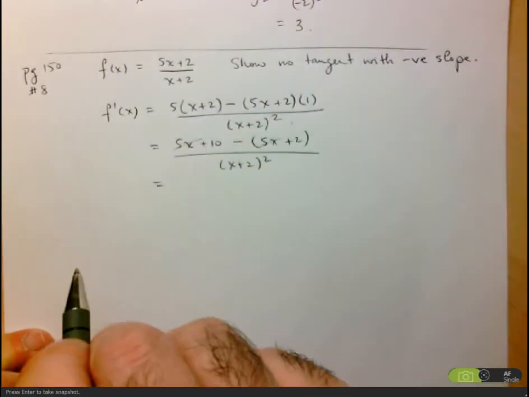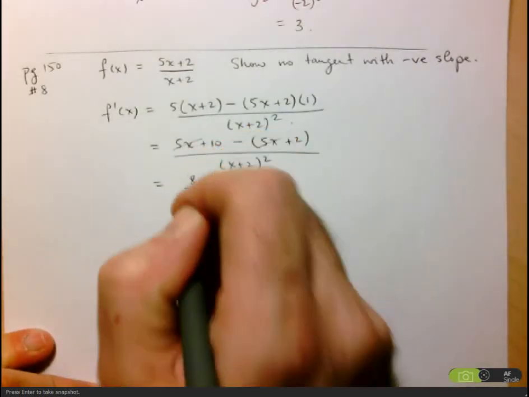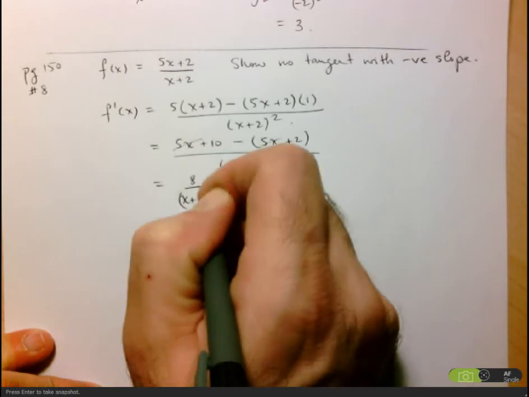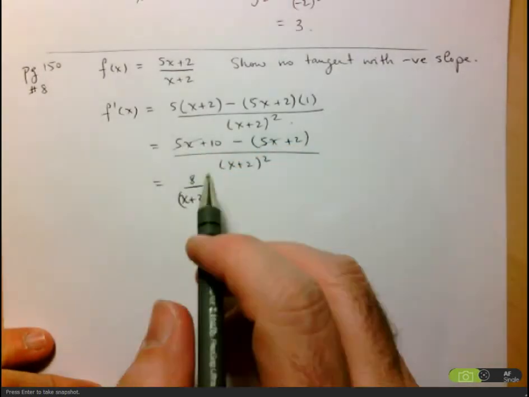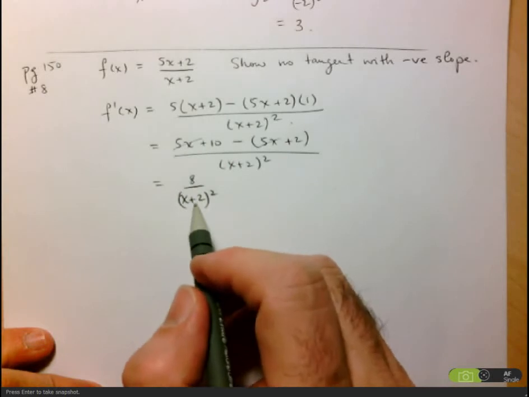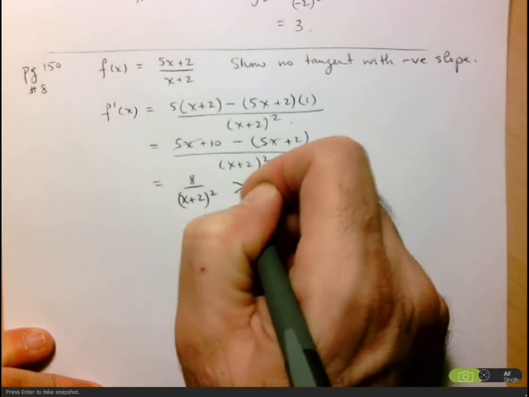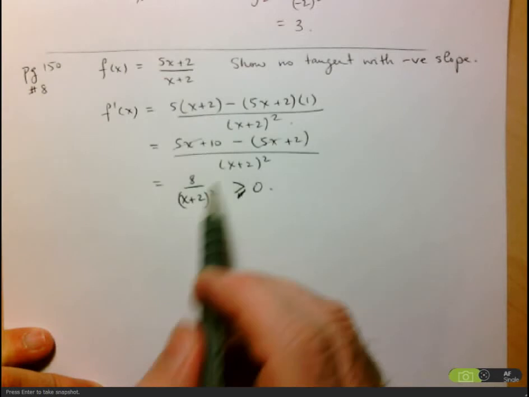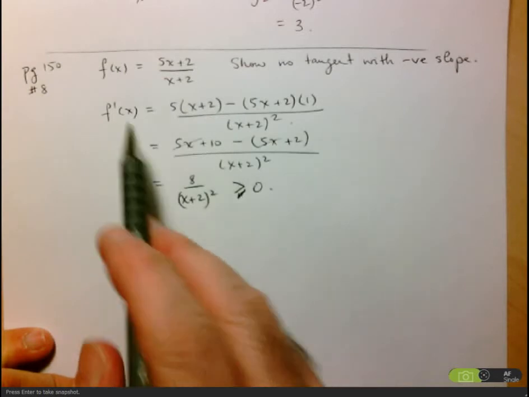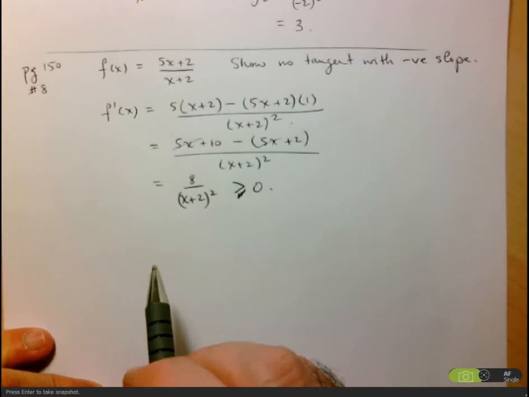Now let's simplify. 5x and 5x cancel each other out, and we're left with 10 minus 2 is 8 over x plus 2 squared. Since the numerator is a fixed positive number and the denominator is squared, it has to be positive. Actually, we should say strictly greater than 0, because it can never be equal to 0. So since the derivative is always bigger than 0, we can never have a tangent with a negative slope. That's it for this one. Next one in a second.